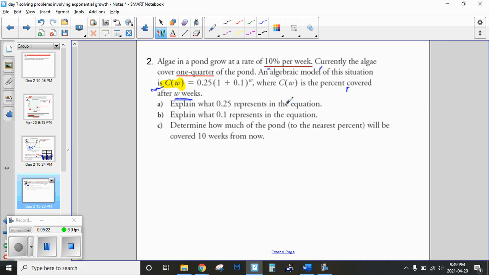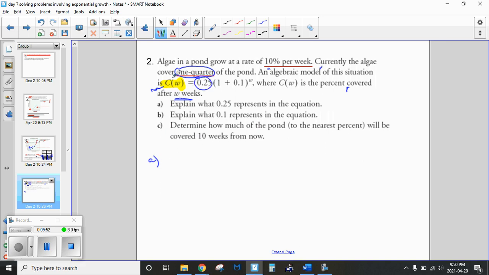When this question is given to you, and other questions, you're going to be coming up with the equation on your own, or the model on your own. So explain what 0.25 represents in this equation. 0.25, that sounds an awful lot like 1/4. So using some clever thinking, we can connect those 2 things together.